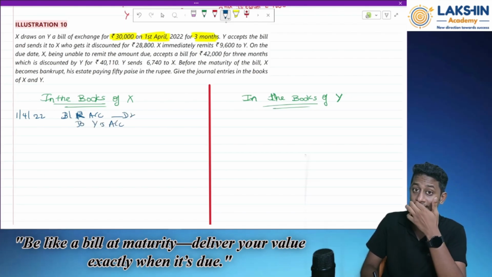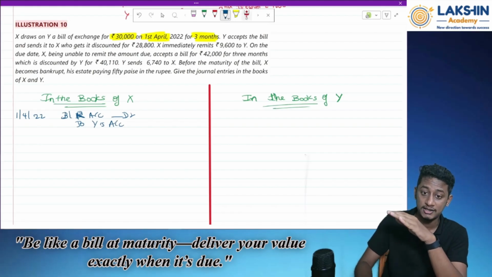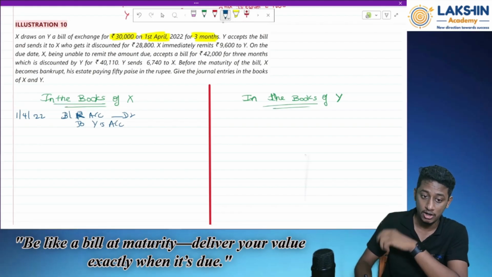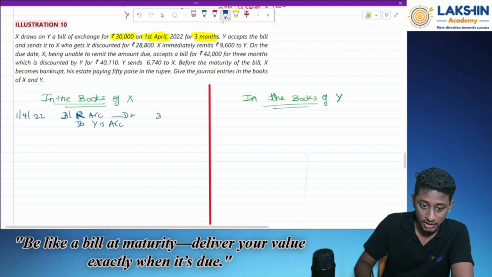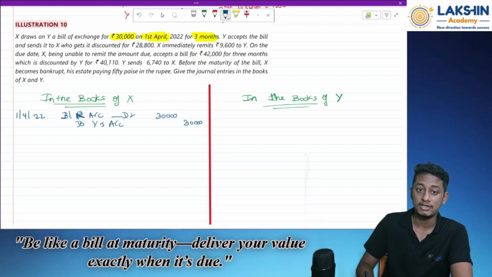Remember, this is a fake transaction. There were no transactions before this date. So this is the accommodation bill. Remember this. For rupees how much? For rupees 30,000 in the books of X.